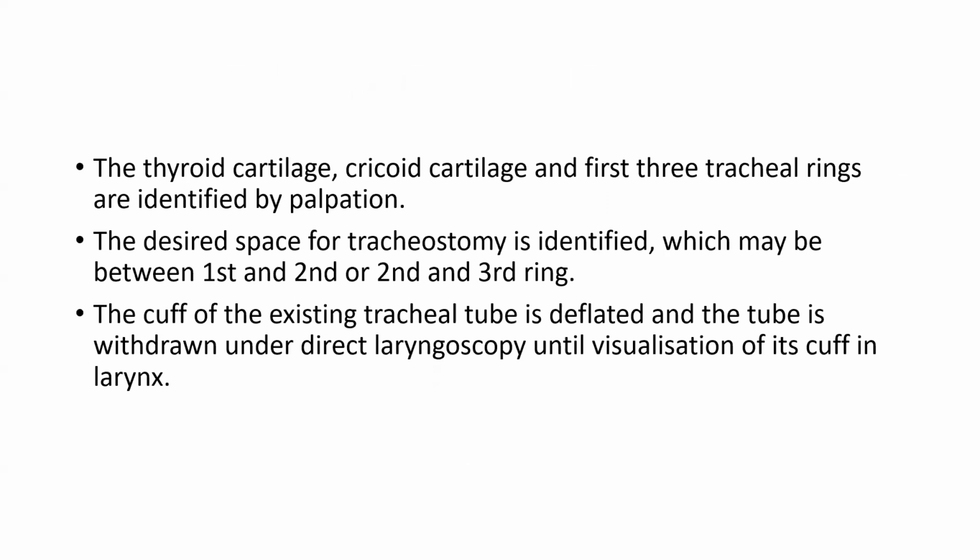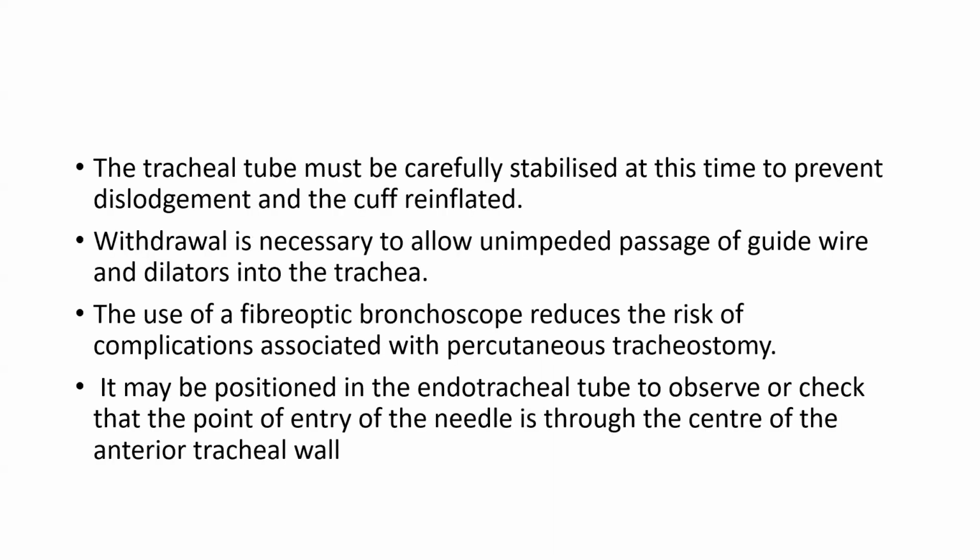The thyroid cartilage and cricoid cartilage ring are identified by palpation. The desired space for tracheostomy is identified, which may be between the first and second or second and third ring. The cuff of the existing tracheal tube is deflated and the tube is withdrawn under direct laryngoscopy until visualization of its cuff in the larynx. The tracheal tube must be carefully stabilized at this time to prevent dislodgement and cuff reinflating. Withdrawal is necessary to allow the unimpeded passage of the guide wire and dilator into the trachea.